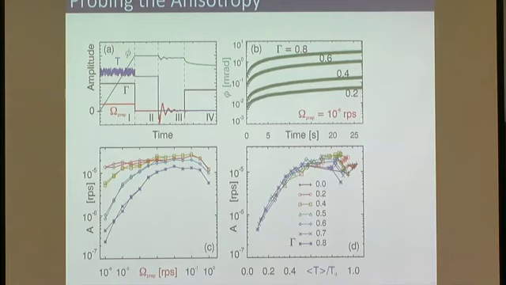And then we can repeat that experiment for many different shaking strengths. So these are the colors. And initial flow rates.